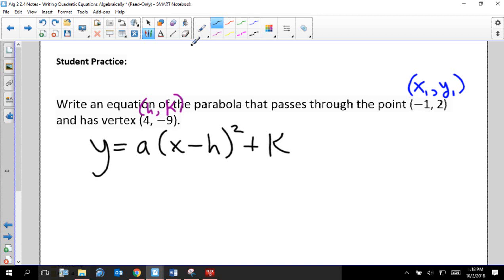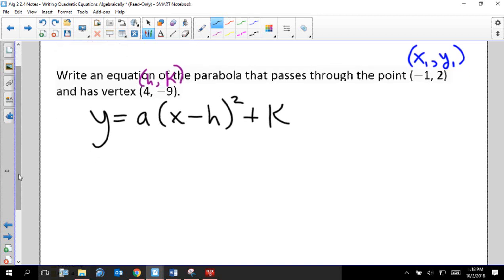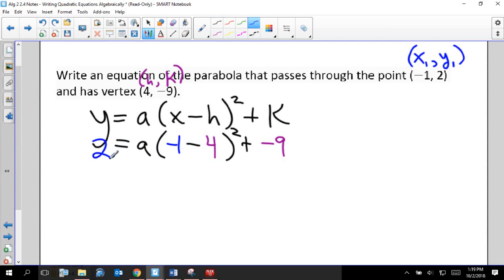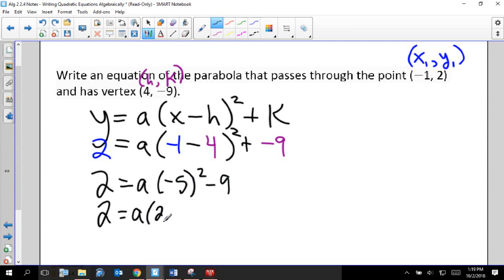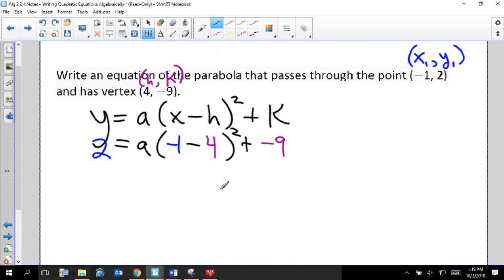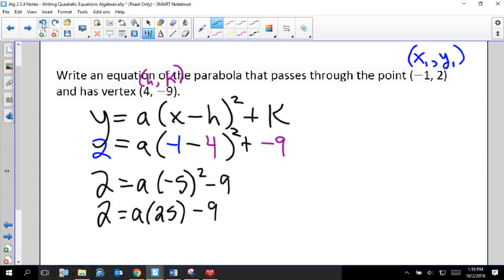Okay, so you all got a super head start. I'm going to fill in everything. H and K will be 4 and negative 9. And then x and y are going to be negative 1 and 2. Then we have to simplify, so we'll have 2 equals A times negative 5 squared minus 9. So we do negative 5 squared. 2 equals A times 25 minus 9. That's fine. And I'll have 2 equals 25A minus 9.